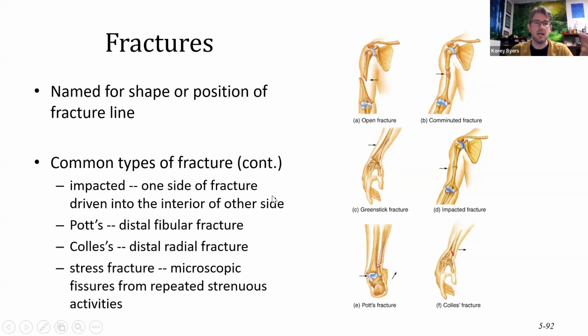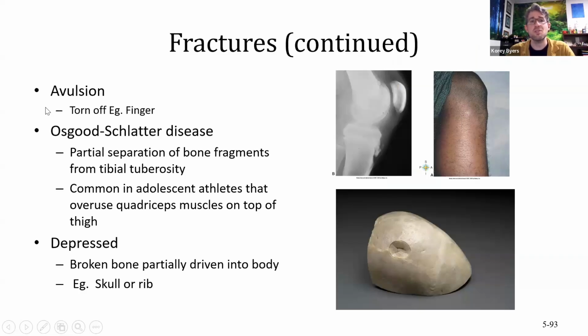There are special types called Potts and Colles, and then small stress fractures like you might get from something pressing on something else, or in the case of extreme shin splints. An avulsion has been torn off completely, where Osgood-Schlatter disease is where you will see, this isn't a very extreme example, I need to get a better picture.